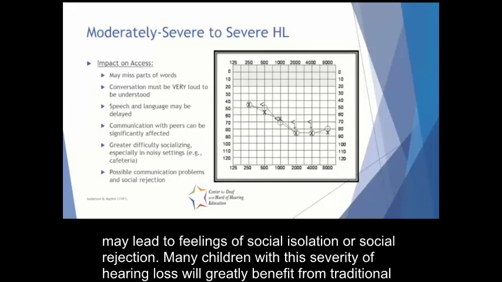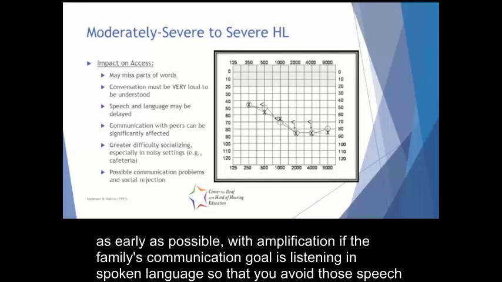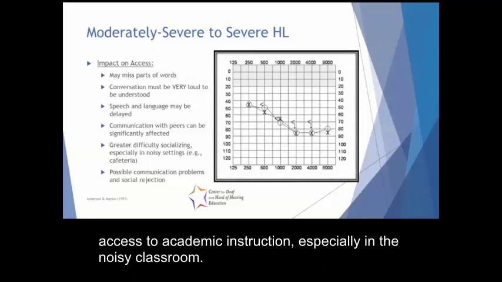Many children with this severity of hearing loss will greatly benefit from traditional hearing aids, but important soft speech information may still be missed, especially in noise. For these children, it's critical to intervene as early as possible with amplification if the family's communication goal is listening and spoken language, so that you avoid those speech and language delays. For school-age children with this degree of hearing loss, an FM system is often recommended to make sure that they have access to academic instruction, especially in a noisy classroom.